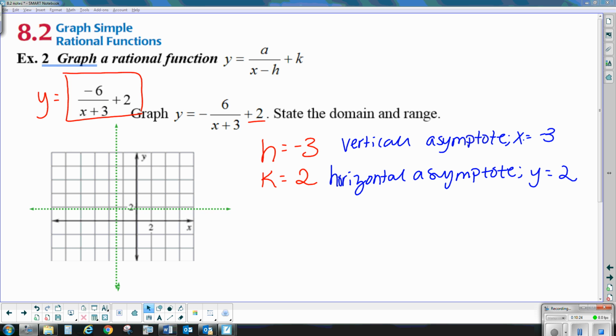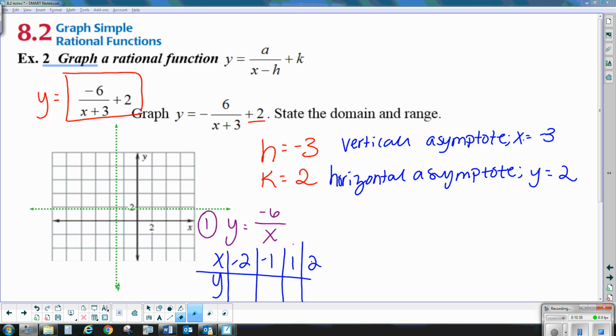Now I'm going to make a table for some points where y equals negative 6 over x. I'm going to do that first, and then I'm going to shift. So here are the x values that I've chosen. And again, I'm just first graphing this y equals negative 6 over x function.